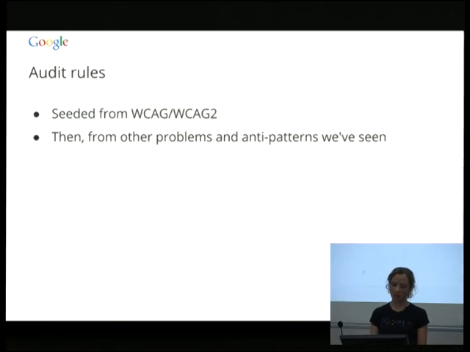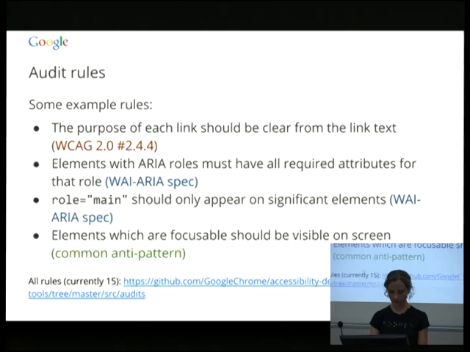Okay, all right, so these have been seeded from reading through the Web Content Accessibility Guidelines and going, okay, what can we feasibly check automatically? And then looking at other problems and anti-patterns that we've seen over time, things that have caused accessibility problems that we can say, okay, we can test for that.